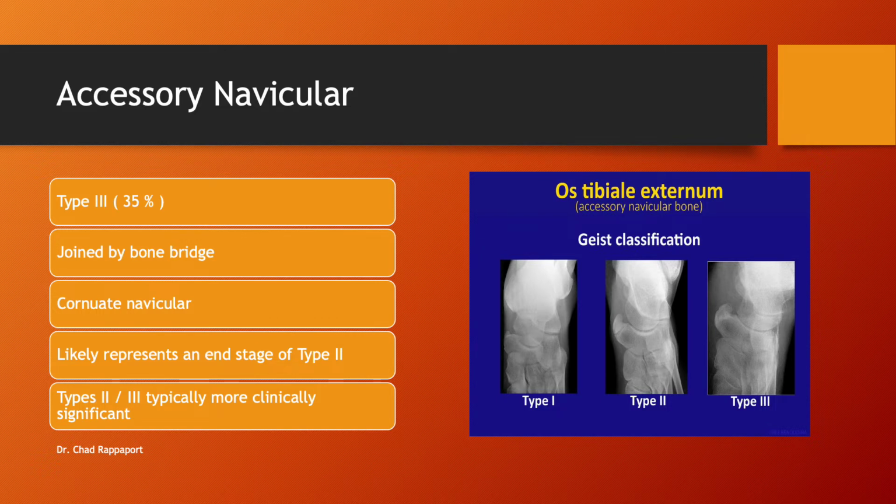Lastly, the type 3, which accounts for the final 35% of accessory naviculars, is joined to the navicular tuberosity by a bony bridge or synostosis. Sometimes this is referred to as a cornuate navicular. It likely represents an end stage of the type 2 deformity, and in general, the type 2 and type 3 accessory naviculars tend to be more clinically significant.